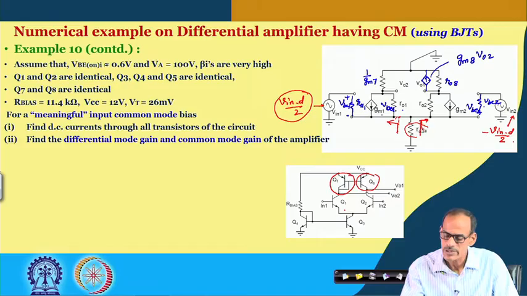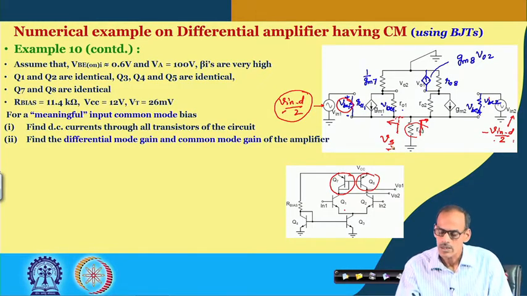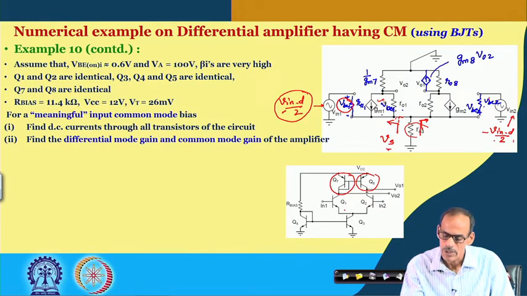If the two resistances are equal, then only you can say this is AC ground. But whatever it is, we may say that it is having Vs voltage, that makes this VB voltage, which is Vind by 2 minus Vs. On the other hand, the voltage here is minus Vind by 2 and then minus this Vs, and then that produces this current, and this current is producing a voltage.